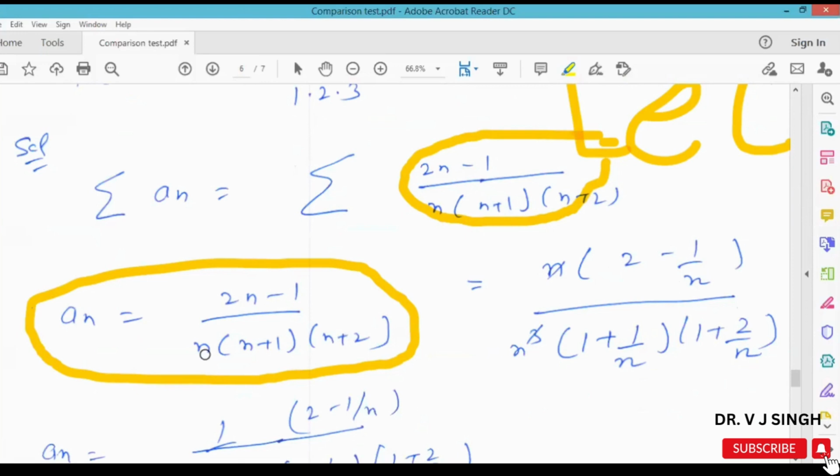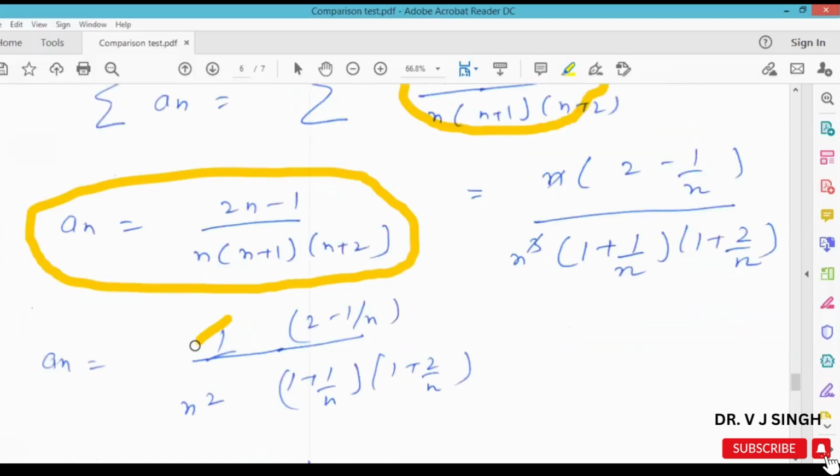Now take n common from here, here, here. So n is 3 times. So n cube. If we take n common from here, this becomes 1 plus 1 by n. If we take n common from here, it becomes 1 plus 2 by n. So outside it becomes n cube. Now cut the n. So one n is cancelled. What is left? 2, but n square is left.